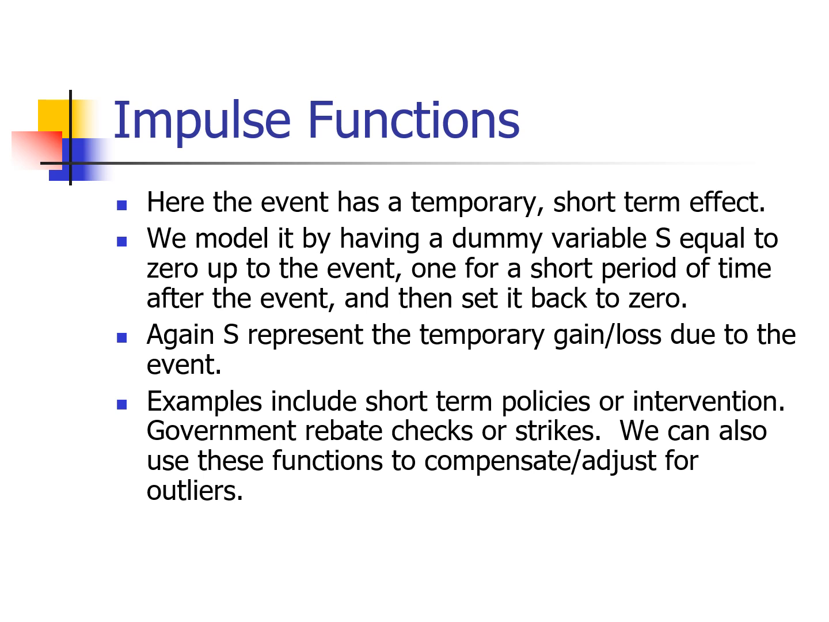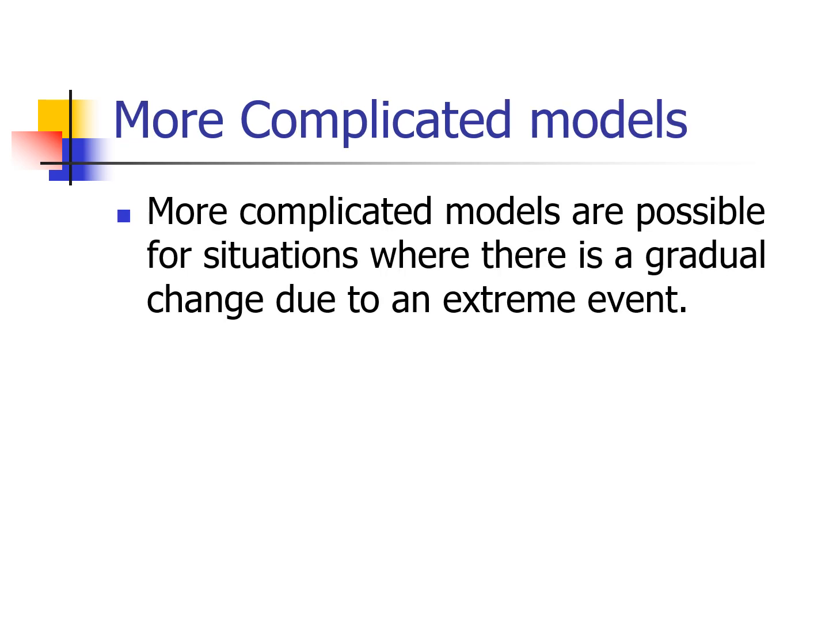Examples of situations where we might include an impulse function would be short-term policies or interventions, government rebate checks, strikes. We could also use these functions in an interesting way. I don't know that we'll have time to talk about it in this lecture, but these functions could be used to compensate or adjust for outliers. We could model these outliers essentially as impulses. Again, we're just getting a little bit of exposure.